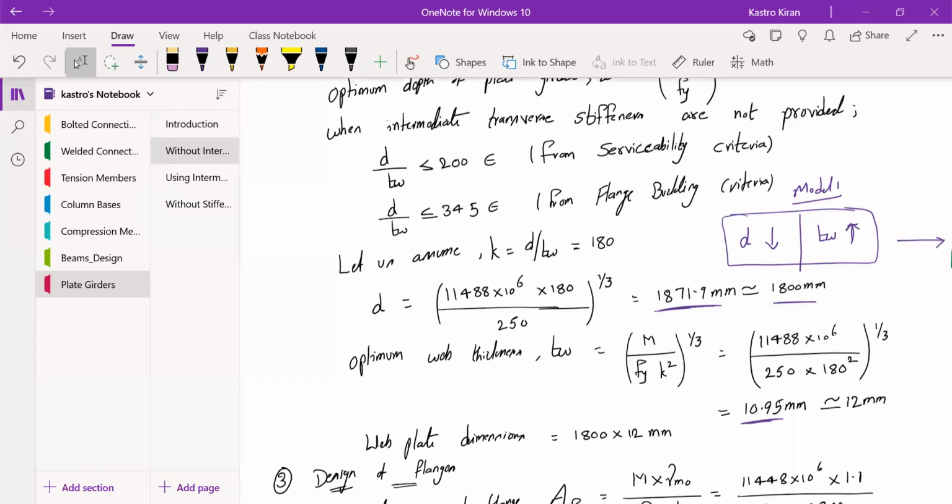Why are we decreasing the depth of the web and increasing the thickness of the web? It is because we are providing only the end stiffeners.